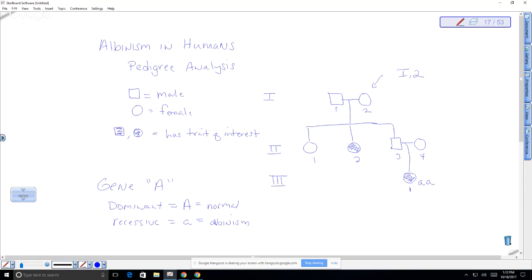Okay. Little a, little a. Can any of the other ones be little a, little a? No. Okay. Now let's look at their parents.